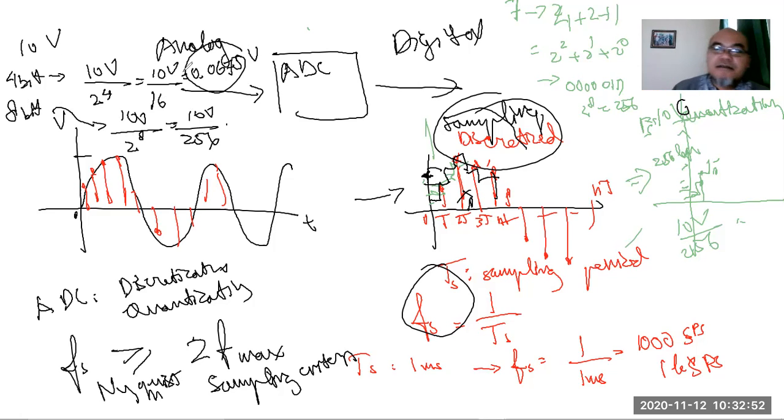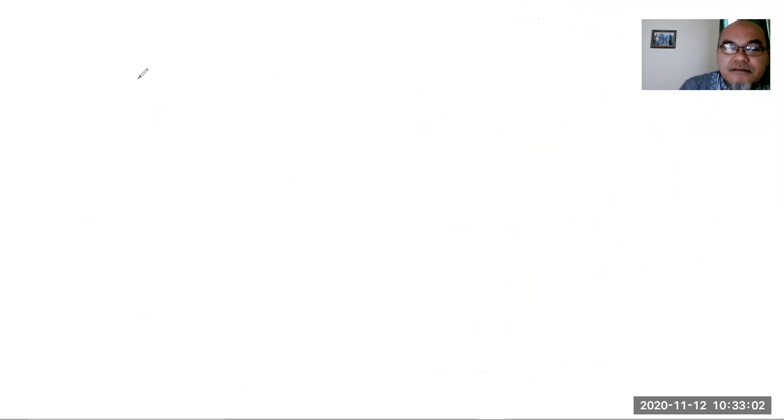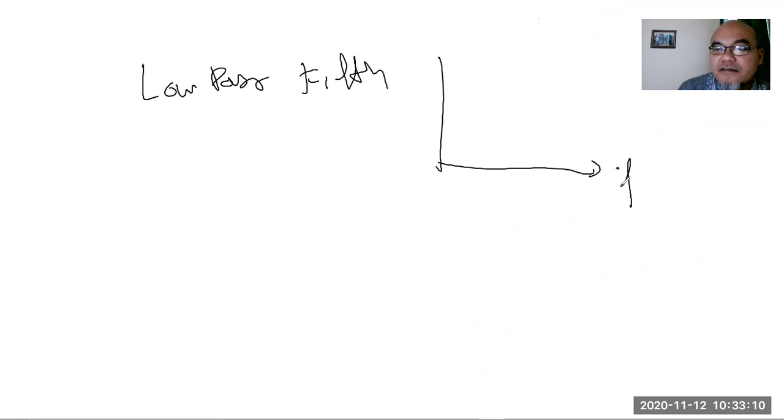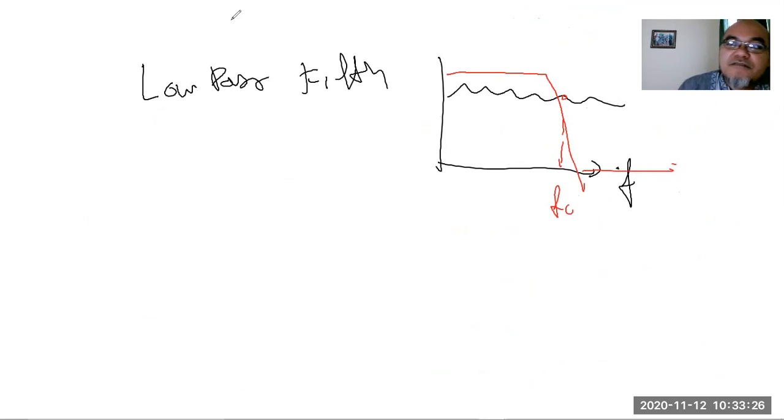The filtering itself can be done at the analog level. We have what we call a low pass filter. If this is the frequency domain and this is the signal, the low pass filter will pass only the low frequencies below what we call the cutoff frequency. Signal with frequency larger than this cutoff frequency will be filtered, will be stopped.